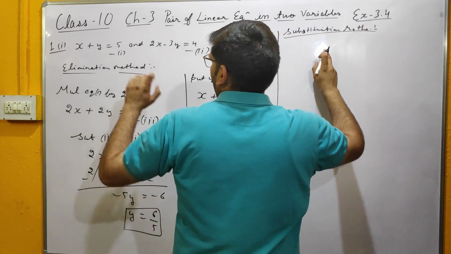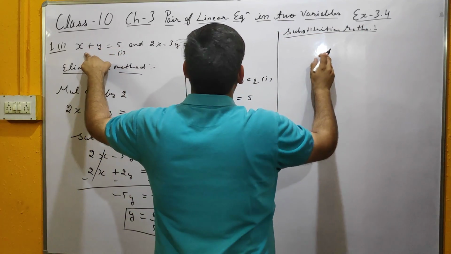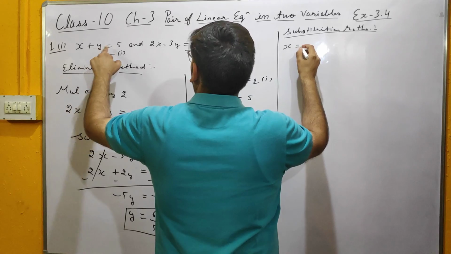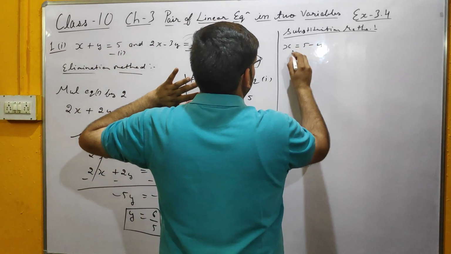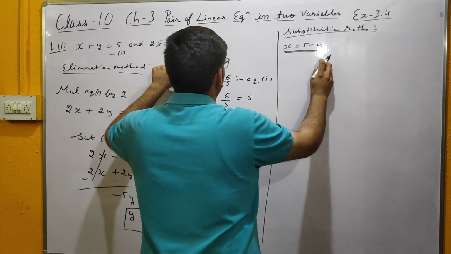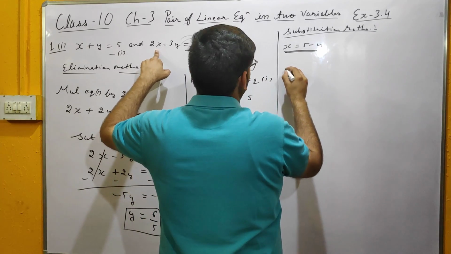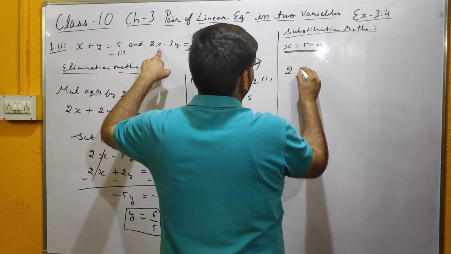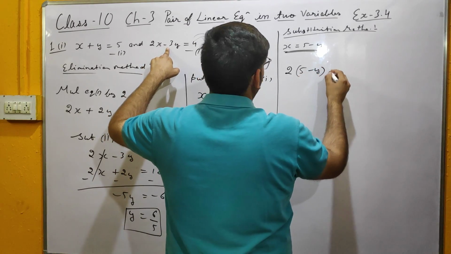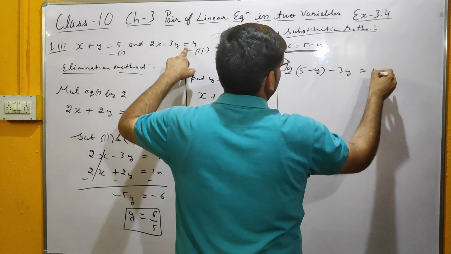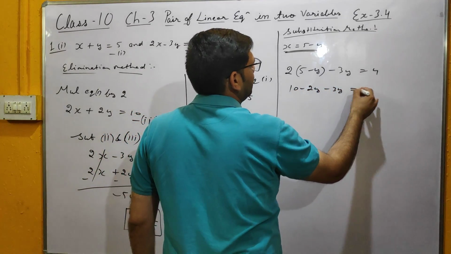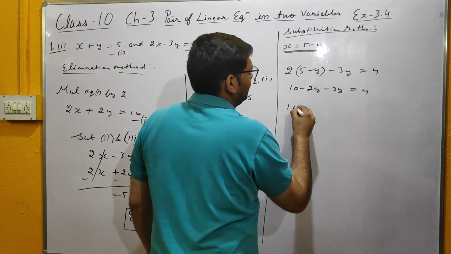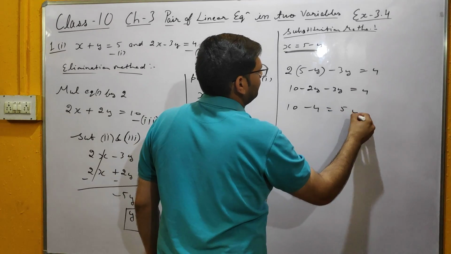Substitution method. In the substitution method, we'll find the value of x. x equals 5 minus y. And we will put this value in equation number 2. So 2 times x, which is 5 minus y, then minus 3y, equals 4. Then 10 minus 2y minus 3y equals 4. It will be 10 minus 4 equals 5y.